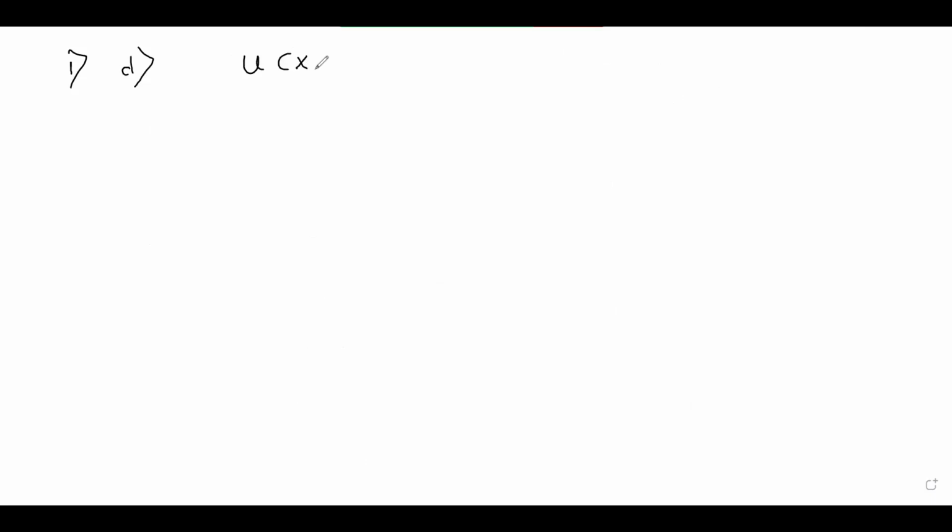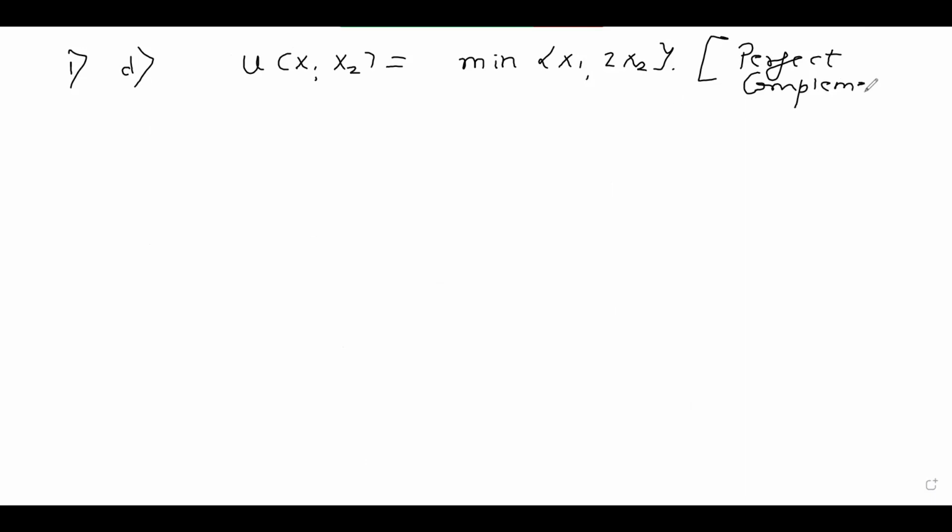Utility as a function of x1, x2 is min of x1 comma 2x2. What type of utility function is this? Perfect complements. Two goods are said to be perfect complements if they are consumed in a fixed ratio. Now if I have to find the MRS, I have cases here because it depends on whether x1 is more than 2x2 or less than 2x2. For a min function, you always have cases. So let's take case 1.